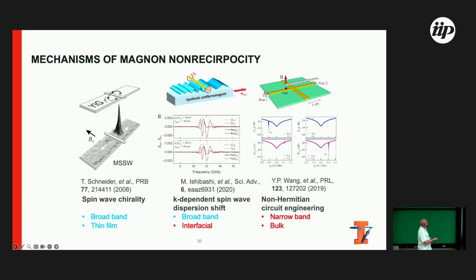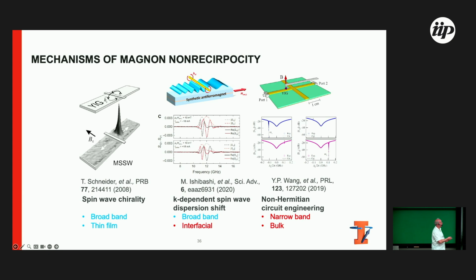And so this is kind of nice. This works over a broad frequency band. You can use thin films very easily. This has been demonstrated in many ways. Now you can be a little bit more clever. You can use some multi-layer structure where interfacial interactions, just like Dzyaloshinskii-Moriya interactions, or if you have a synthetic antiferromagnet, you have dipolar fields that interact in some k-dependent way. That also allows you to change dispersions so that the wavelength going one direction is very different to the other direction. So if you use a wavelength sensitive antenna, that allows you to also have non-reciprocal phenomena.